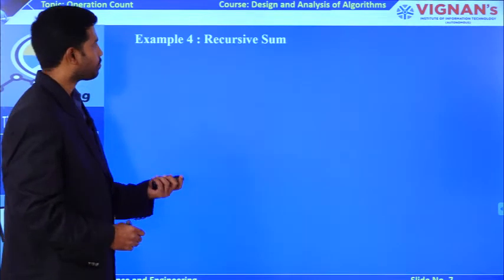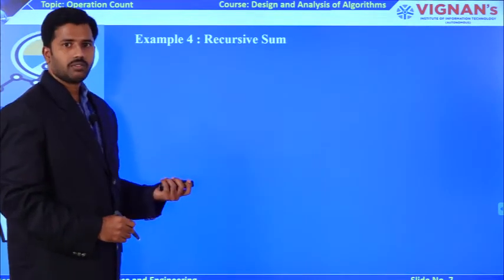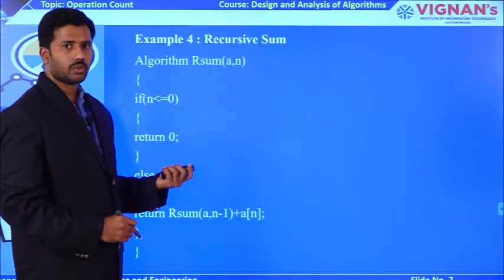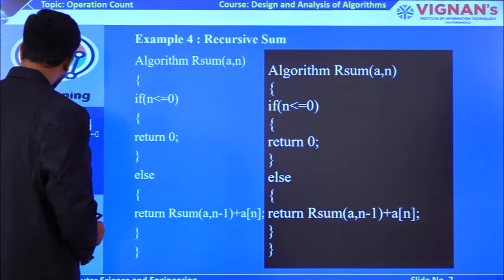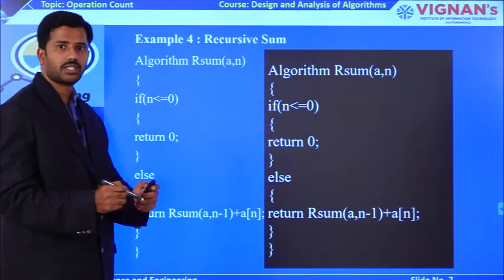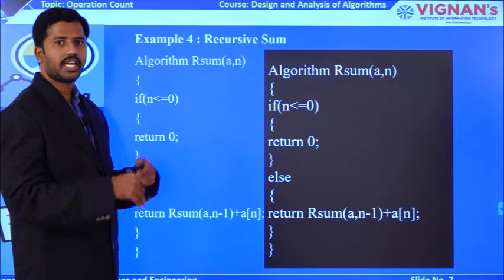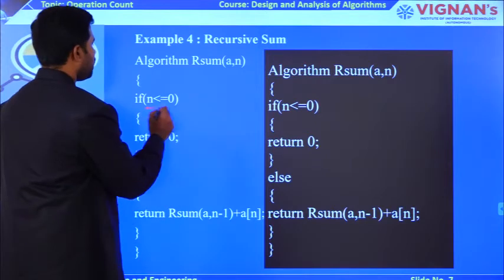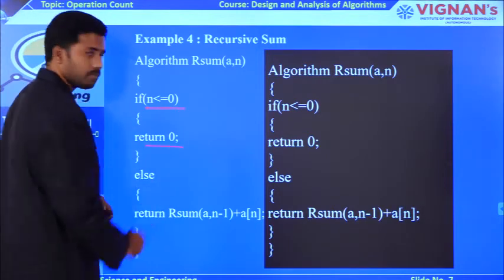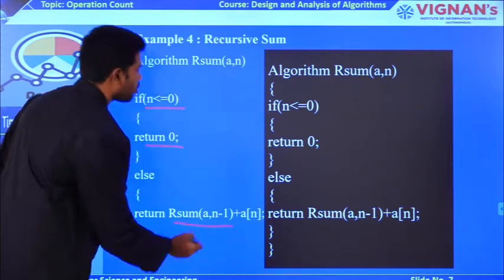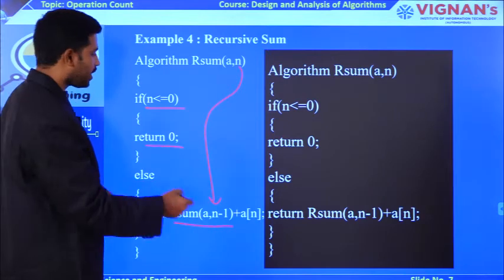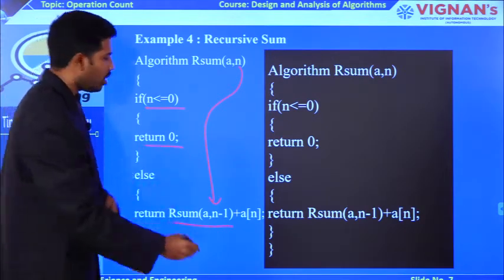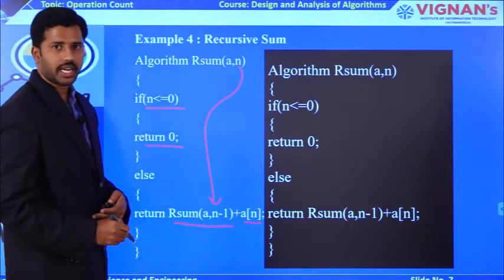Okay. Now coming to the fourth example, which is the recursive sum. This algorithm is very well known to you, and it performs an addition operation on the elements available in the array in a recursive way. If n is less than or equal to 0, you return 0. Otherwise you make a recursive call, reducing the n parameter to n minus 1. For every iteration, or for every function invocation, you retrieve the corresponding array index value.